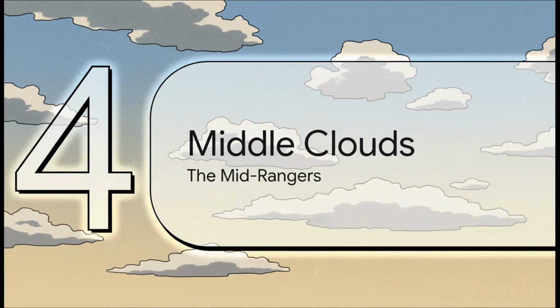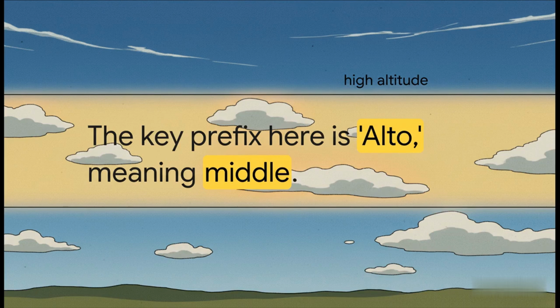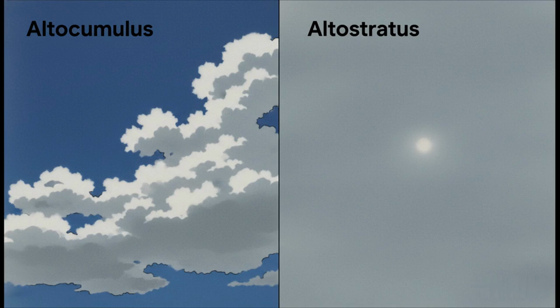Okay, let's keep climbing. Now we're entering that middle altitude range, hanging out between about 2,000 and 6,000 meters up in the sky. And here's a fantastic little shortcut for you. Any cloud with the prefix alto in its name belongs right here in this middle family. Alto is just Latin for middle. Super easy to remember, right? So what do we find here? Well, there's Altocumulus. Those are puffy cumulus clouds at a middle altitude. People sometimes call them sheepback clouds.